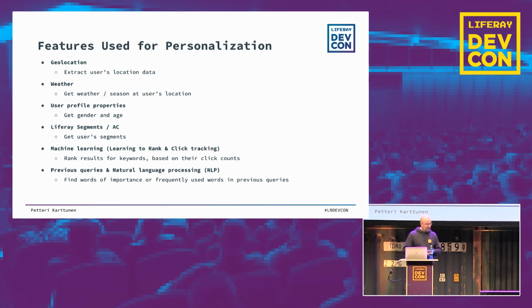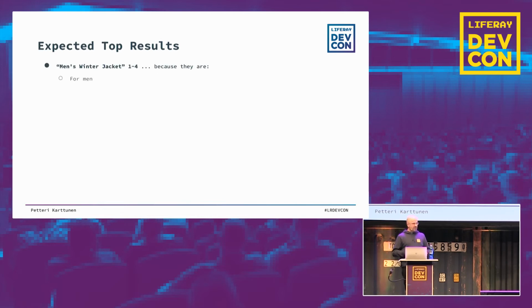And features used for personalization in this exercise. I'm again using geolocation to get user's location. I'm using weather service to get season at user's location. I'm using users' gender and age, users' Liferay segments, and machine learning. So I'm using click tracking to find out highest ranked results. And I'm using previous queries and natural language processing to extract data from previous queries. And expected top results based on this are here. So results titled men's winter jacket 1 to 4.